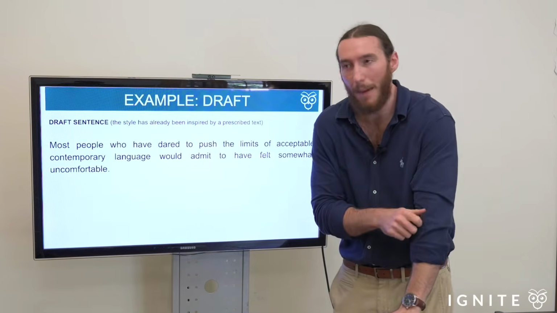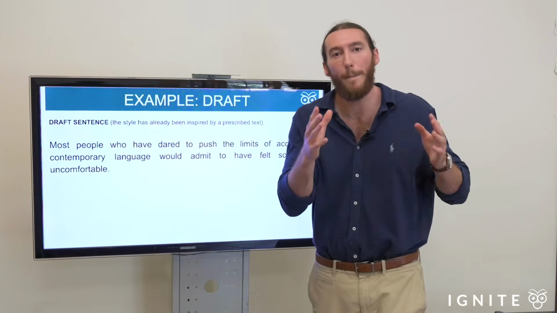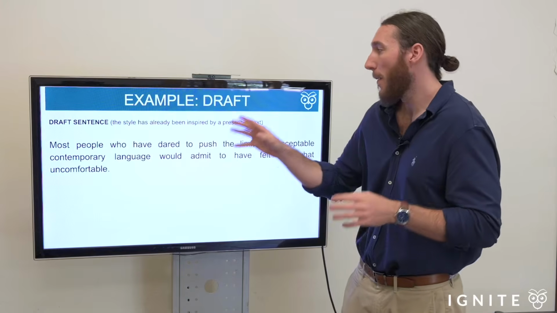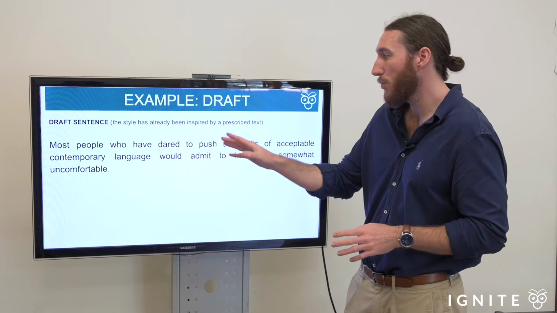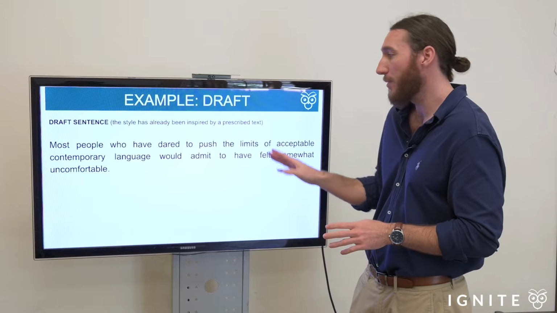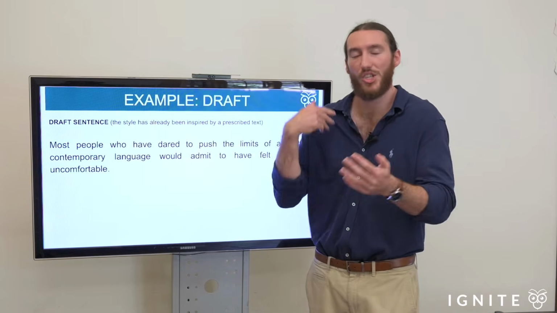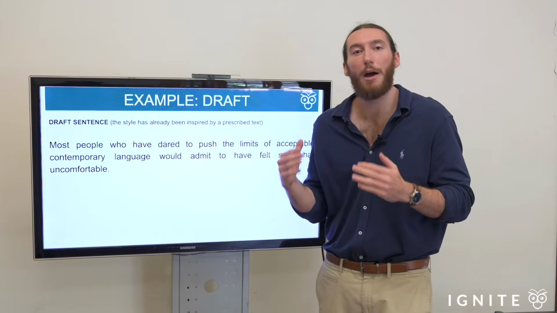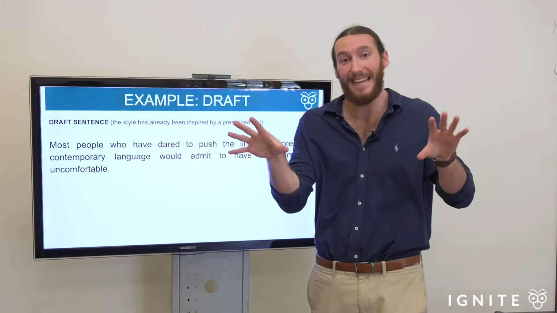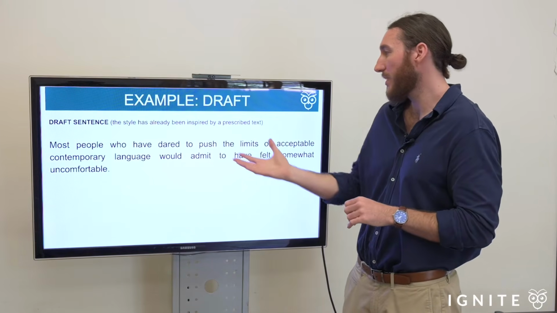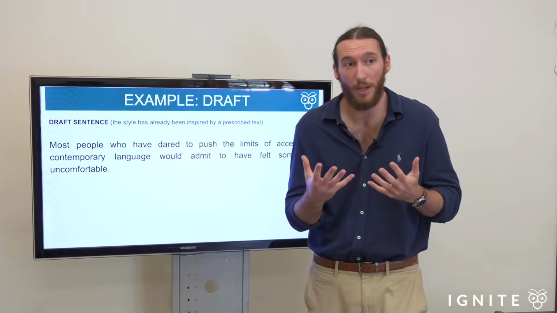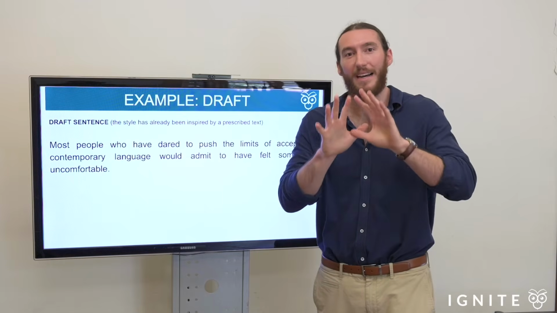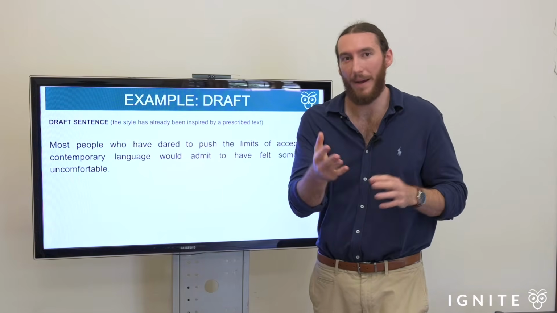Okay, so let's have a look at an example so that this all makes sense to you. If you had composed a draft composition for the craft of writing and the first sentence read like this: most people who have dared to push the limits of acceptable contemporary language would admit to have felt somewhat uncomfortable. So this is written in a persuasive form, but if you're doing an imaginative or a discursive, it doesn't matter. The principle is about how we're going to adapt this sentence. So you can apply this to any form of writing. Now this person is clearly writing about how people don't feel comfortable saying what's on their mind. So it's on political correctness, okay? But again, these things are not actually material to the point that I'm trying to make about making the links.